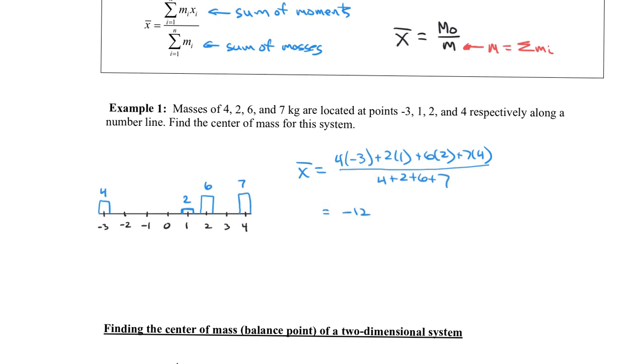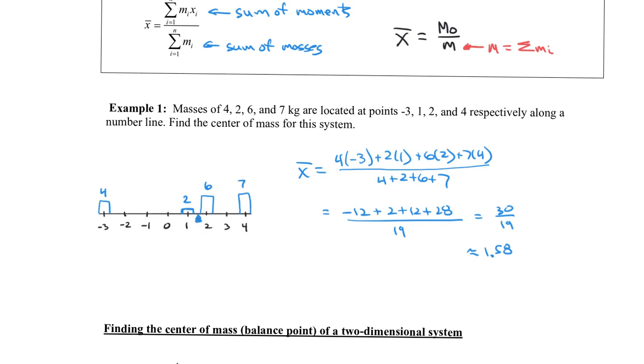So we go through the math here. We get negative 12 plus 2 plus 12 plus 28 over 19. This gives us 30 over 19, or approximately 1.58. What that means is, if you go over here to 1.58, right at that point, maybe right around here, we drew a little balancing point, a little fulcrum. This right here is where this system would balance. There are heavier masses here, but they have less distance, and smaller masses here, but a much larger distance. So the balancing point would be right around there, 1.58.